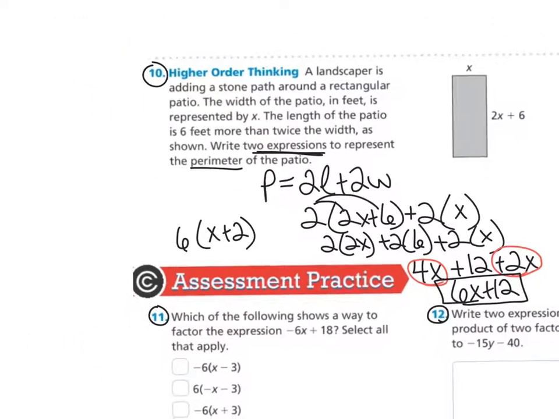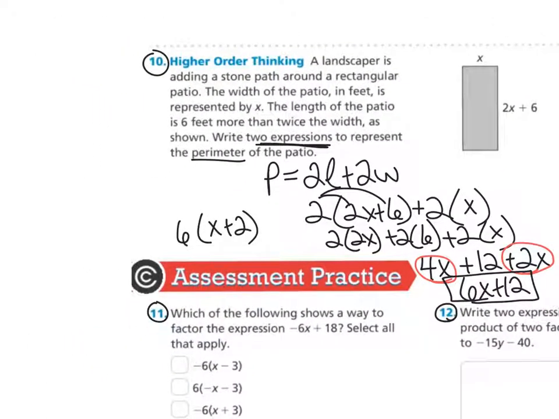Another option you have would be, if you just know perimeter's going all the way around, you could say I've got an x, I've got a 2x plus 6, I've got an x, I've got a 2x plus 6. You could have all of those and then just combine your like terms together, and you would actually get to 6x plus 12 that way also. All right, so it does not require that you do the distributing like I did, although that's what they're hoping that we did to work that problem out, I guess.